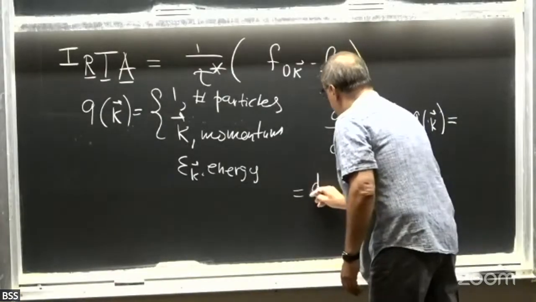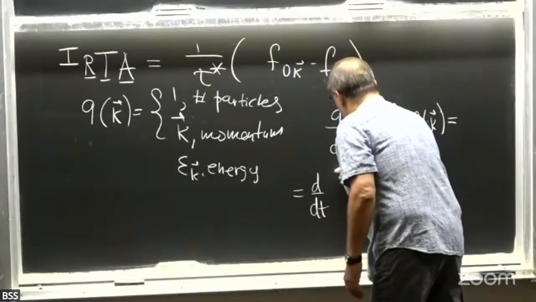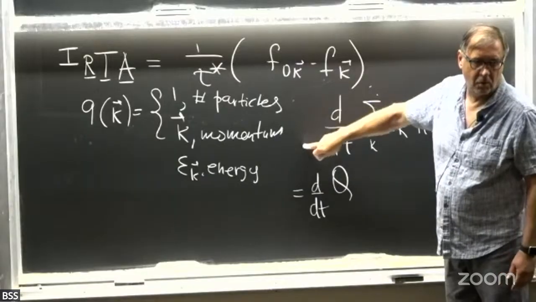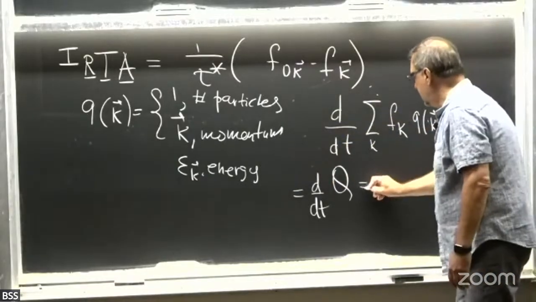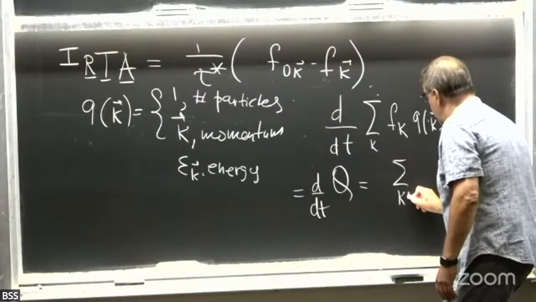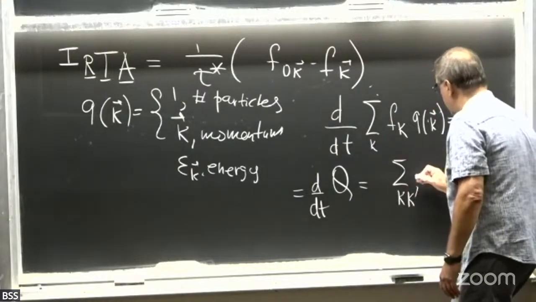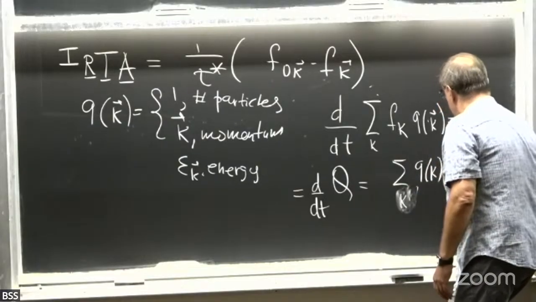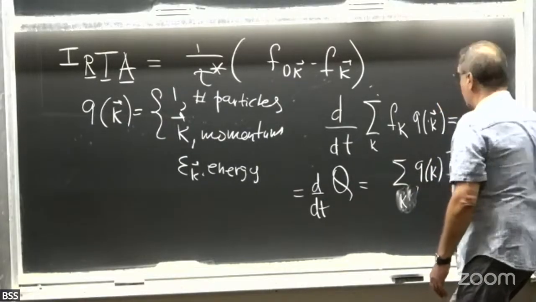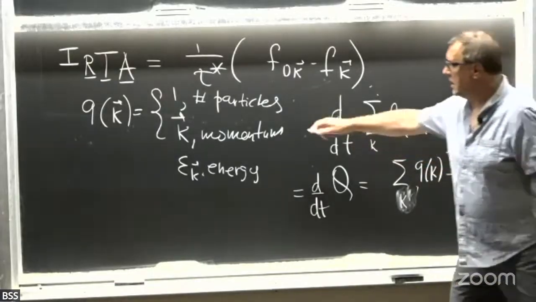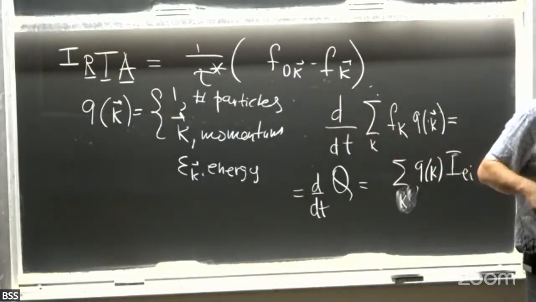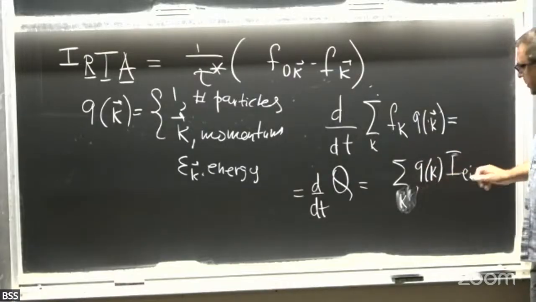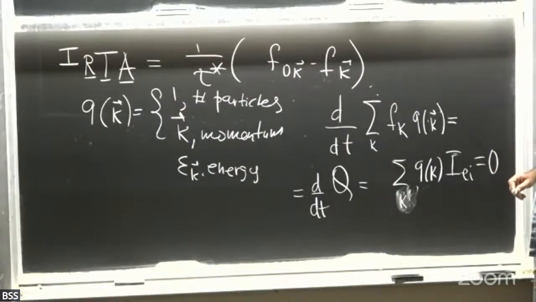which is time derivative of either total number of particles or total momentum or total energy. And on the right-hand side, we have the integral of the collision integral. If little q is conserved, the integral of the collision integral with q must be equal to 0. So this is the conservation law.